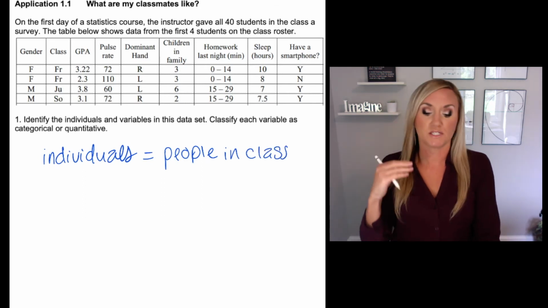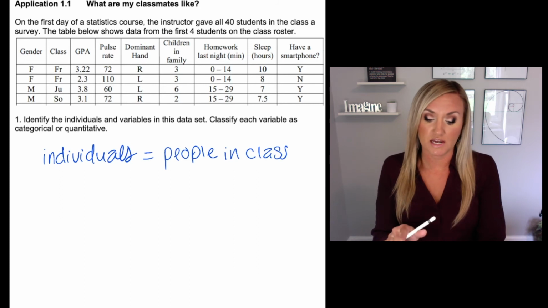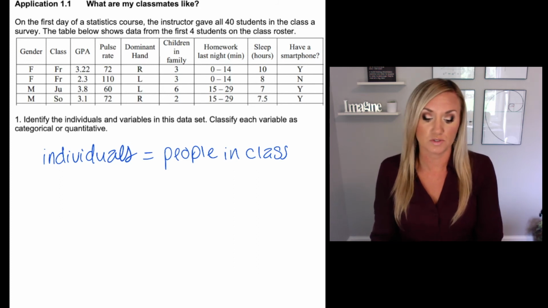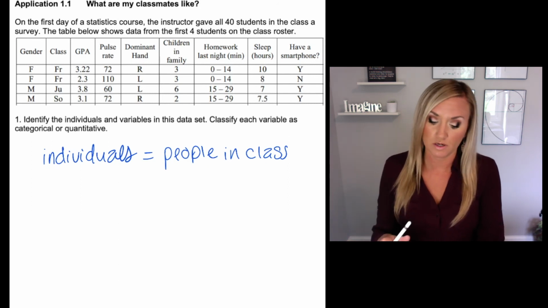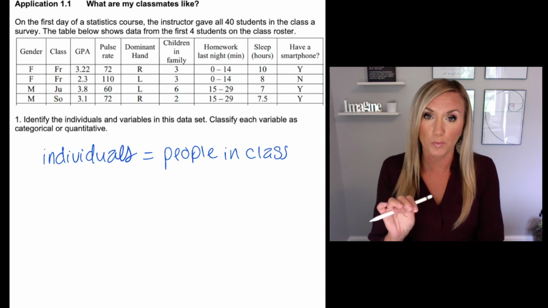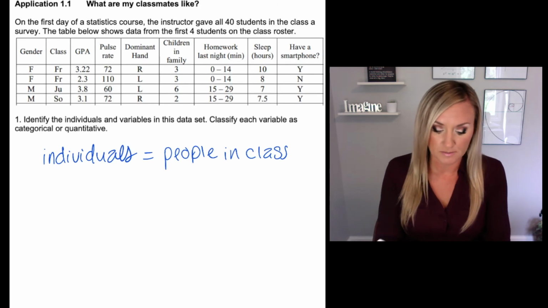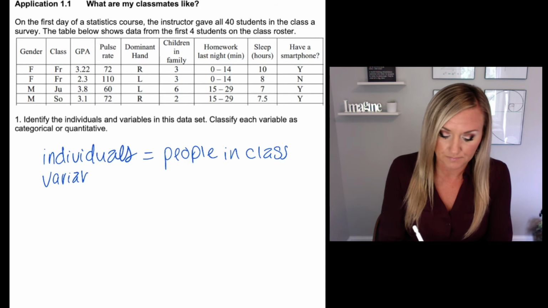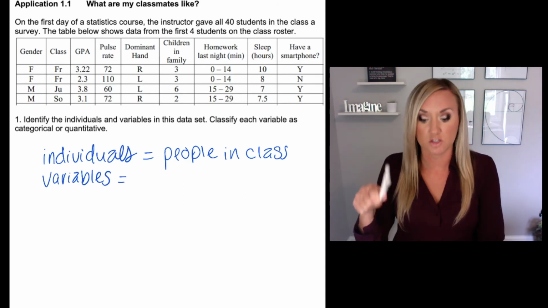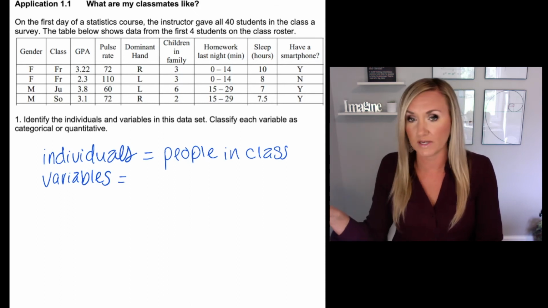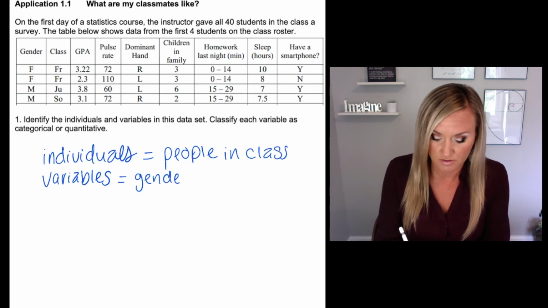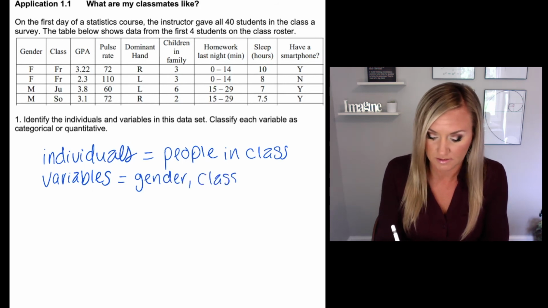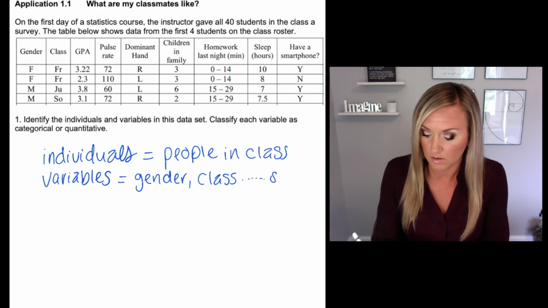And if we back it up just a second, it says on the first day of a stats course, the instructor gives 40 students in class a survey. The table below is the first 4 students on the roster. All right, so the individuals are just those 4 people that are in class. Now, the variables are the gender, the class, the GPA, the pulse rate, all the way down. All of those columns are the variables. So let's write down gender, class, all the way to smartphone.